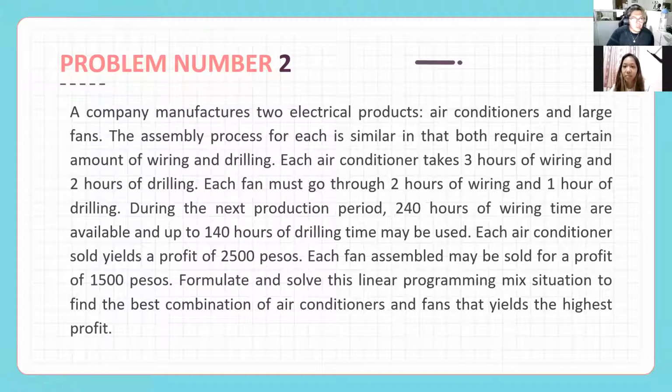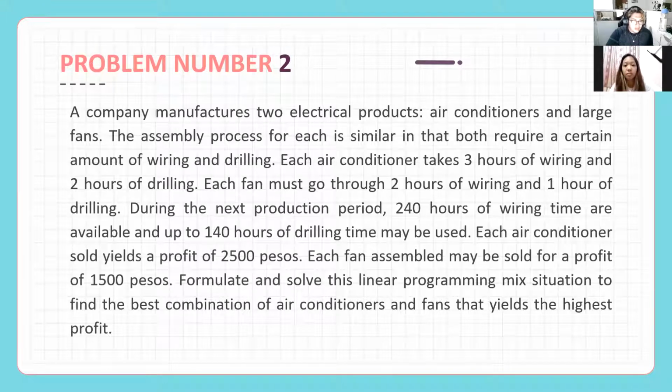Problem number two. A company manufactures two electrical products, air conditioners and large fans. Their assembly process for each is similar in that both require a certain amount of wiring and drilling. Each air conditioner takes 3 hours of wiring and 2 hours of drilling. Each fan must go through 2 hours of wiring and 1 hour of drilling. During the next production period, 240 hours of wiring time are available and up to 140 hours of drilling time may be used.